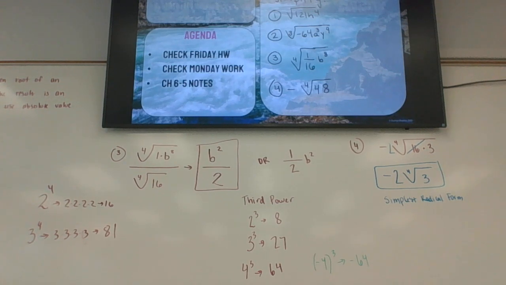And this isn't something I normally test on. It's a picky detail, but I do want to explain it. So when you're taking an even root of an even power, and there's one really good example in your textbook work you did yesterday, if the result is an odd power, you must use absolute value. I think this is the example.